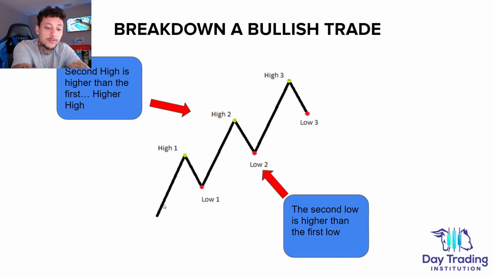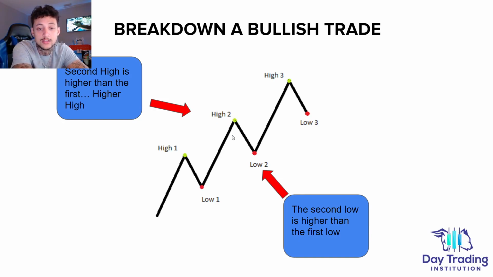So if we look at this first move to the upside here, and then we have a pullback. This is what you call a pullback within the market. When price is actually going down, this is going to be considered a pullback for price to make that higher low. After the pullback is done, notice how price comes up and makes a higher high.